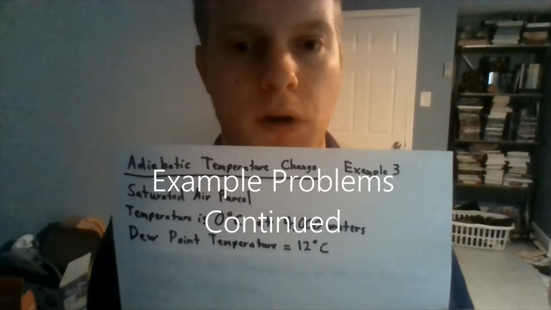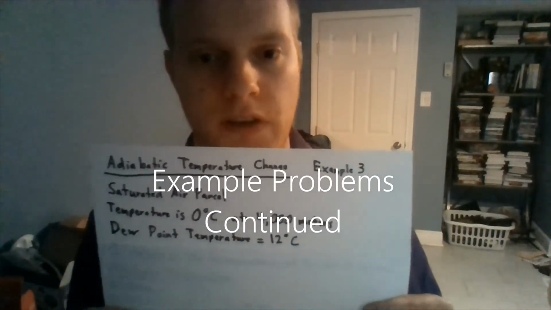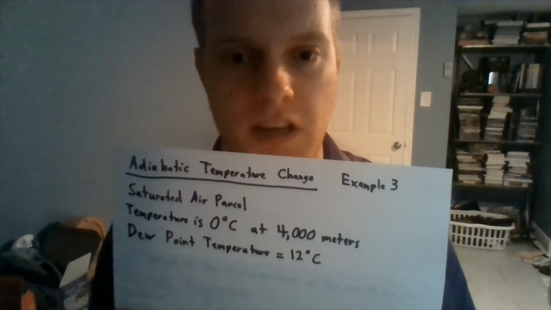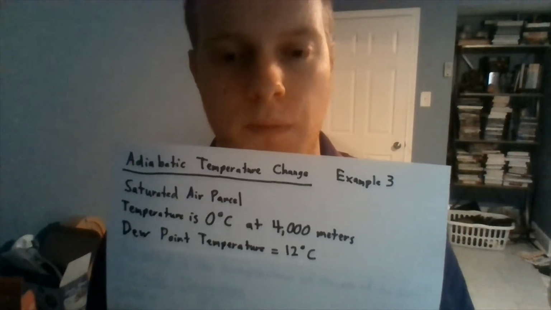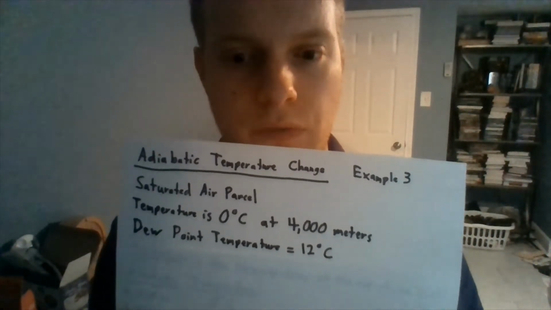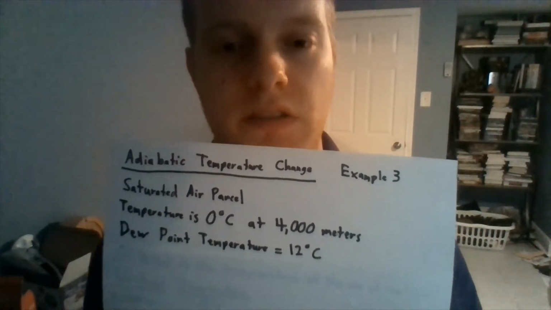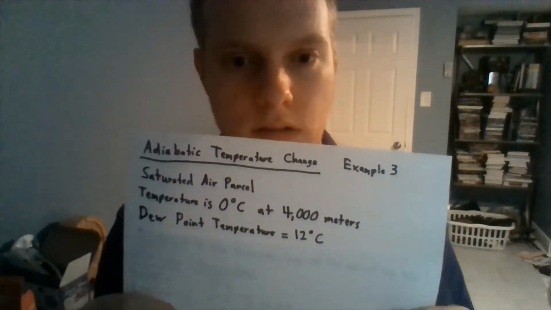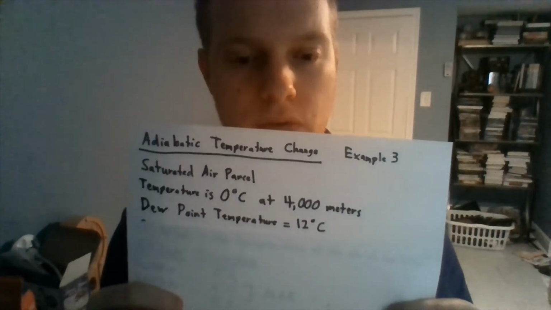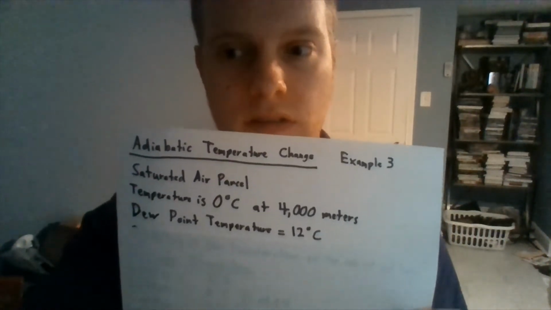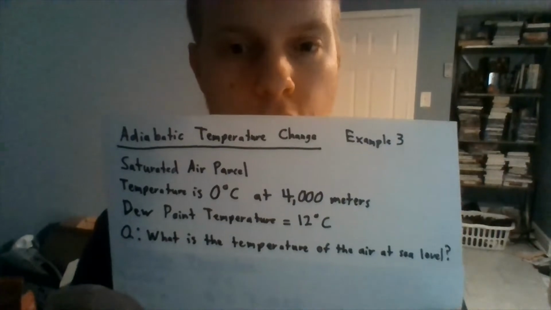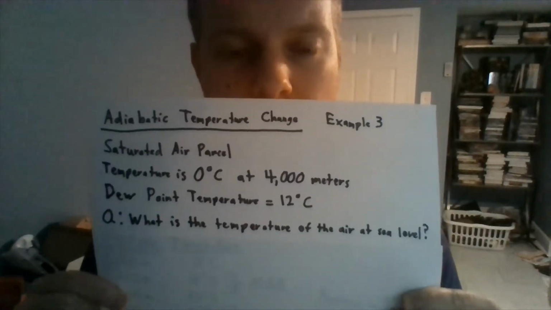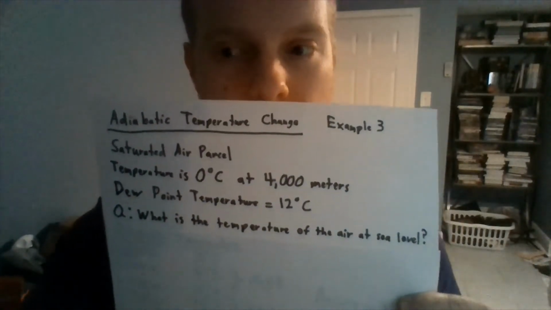So our final example problem, example 3, really puts everything together, just the same steps in reverse. So this time we know that we're dealing with a saturated air parcel, the temperature of which is 0 degrees Celsius at 4,000 meters in altitude, and the dew point temperature of this air parcel is 12 degrees Celsius. Our question this time is, what is the temperature of this air parcel at sea level? In other words, 0 meters.